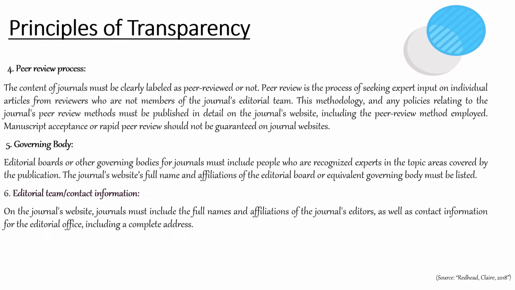The fifth one is the governing body. Editorial boards or other bodies of journals must include people who are recognized experts in the topic areas covered by the publication. On the journal's website, the full names and affiliations of the editorial board or governing body must be listed. Sixth is the editorial team and contact information. The website must include the full names and affiliations, as well as the contact information for the editorial office, including its complete address, so it can be reached.